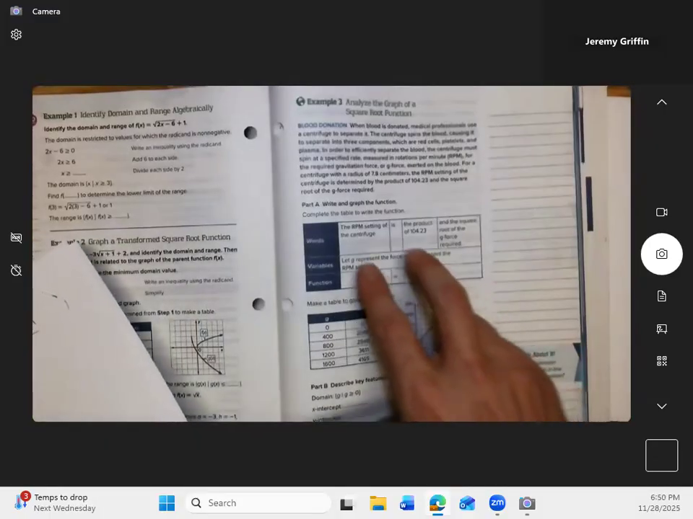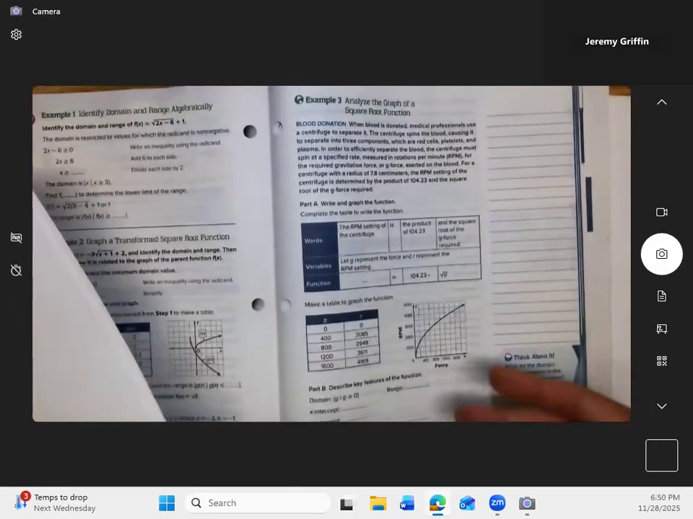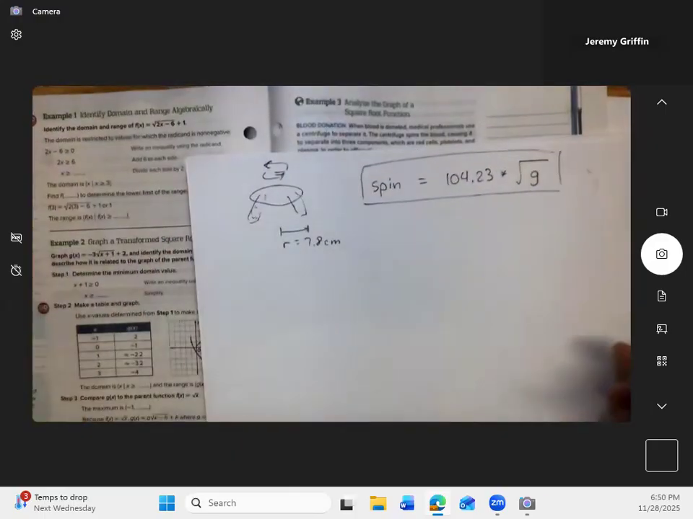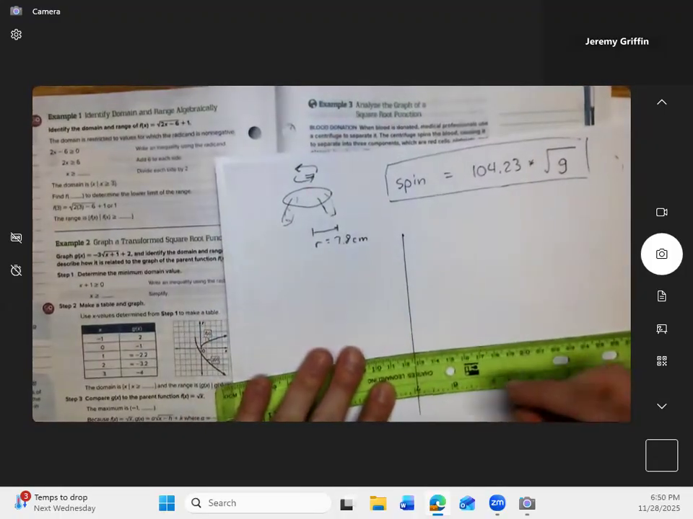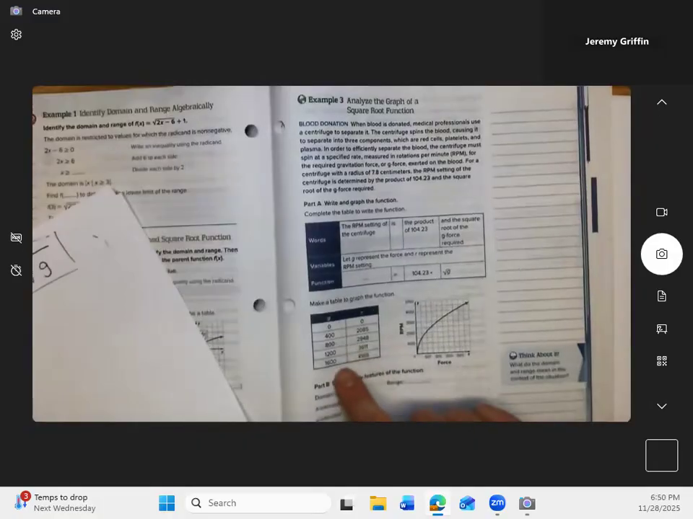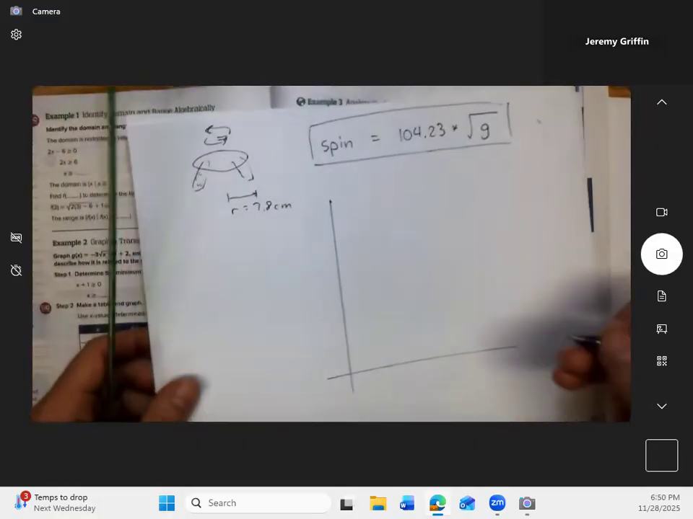What do they want us to do with this? Graph the function and complete the table, and domain, range, all that stuff. Okay, so I bet we could graph this. Let's throw some points in here. Since they're going up to almost 2,000 G's, maybe we should do that too.